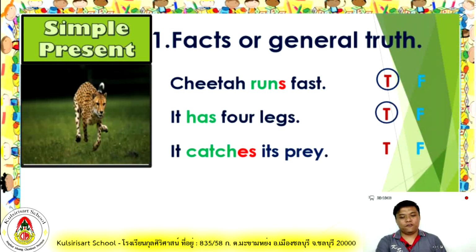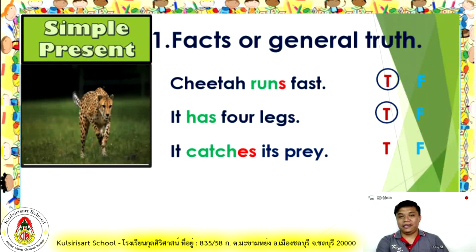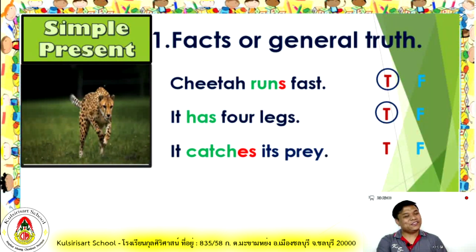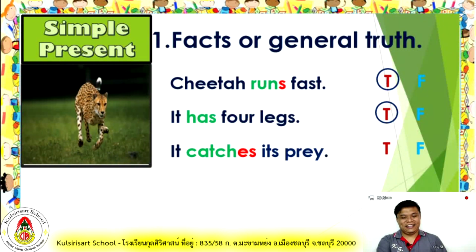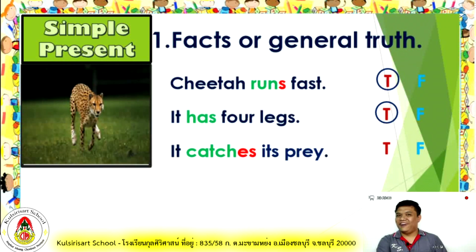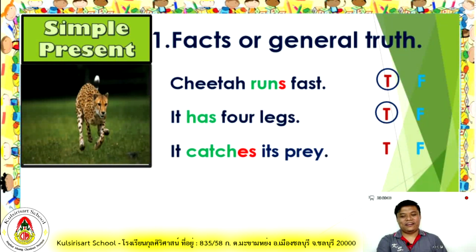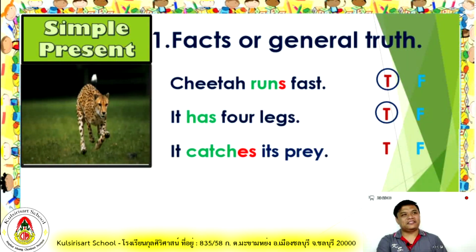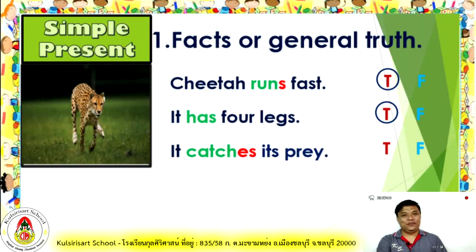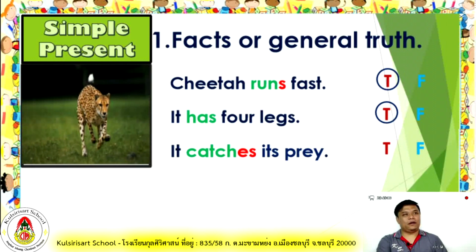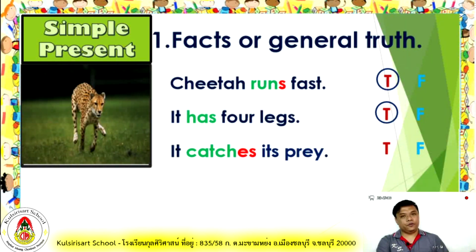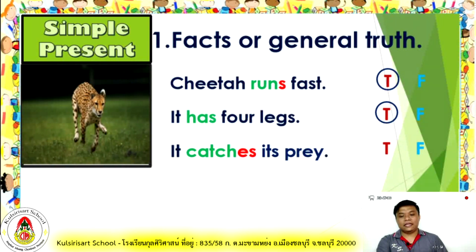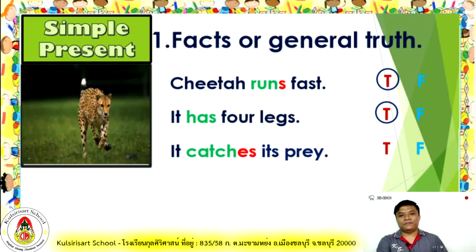Number 2, it has 4 legs. Can you see the cheetah? Does it have 4 legs? Count right now the legs of the cheetah. I can see 4. It has 4 legs. So, it's true, right? But maybe some cheetahs have 3 legs or maybe 2. But in general truth, cheetahs have 4 legs. So, the sentence is in simple present form.